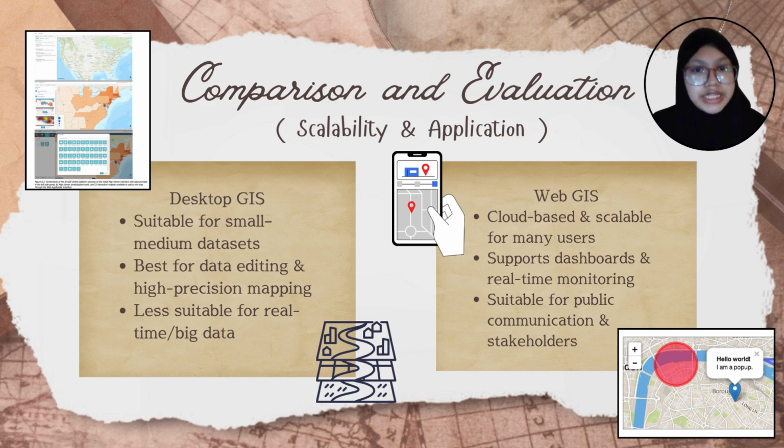Next, I will explain the comparison in terms of scalability and application. Desktop GIS is suitable for small or medium-sized datasets. It is often used for research work, data editing, or tasks that require high accuracy mapping. However, when the dataset becomes larger, the performance may slow down because everything depends on the local computer. Desktop GIS is also not the best choice for real-time or continually updated data.